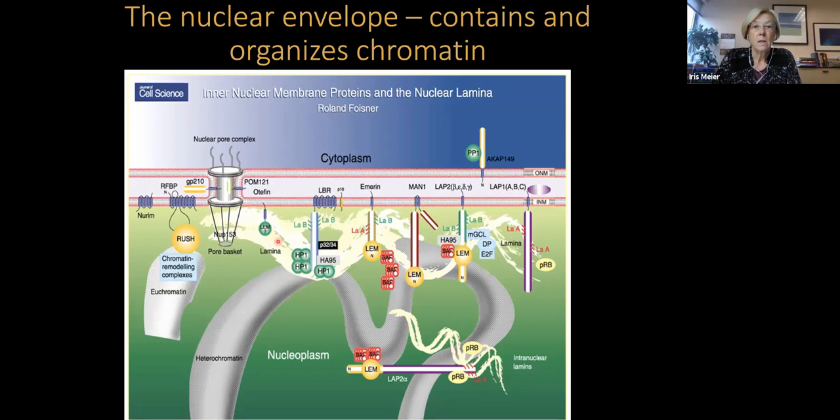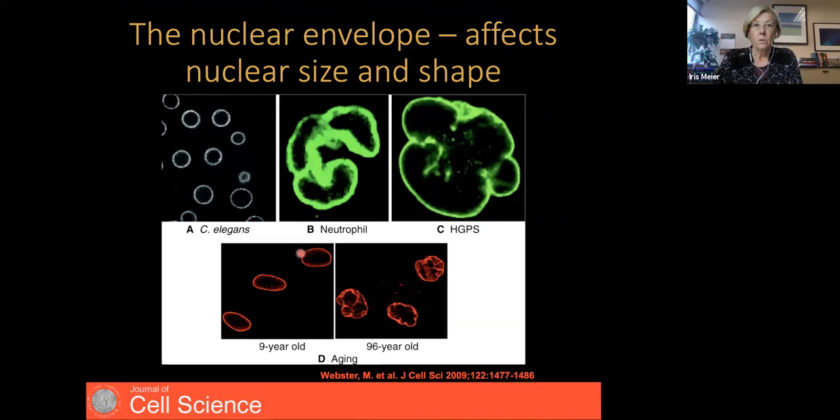You also see indicated here the nuclear lamina, a very important structure in metazoan nuclei. And this is a proteinaceous meshwork which underlies the nuclear envelope and which again is in contact with both the nuclear envelope embedded proteins and also the chromatin associated proteins. So the nuclear envelope contains and organizes chromatin. The nuclear envelope is important for the regulation of nuclear size and nuclear shape.